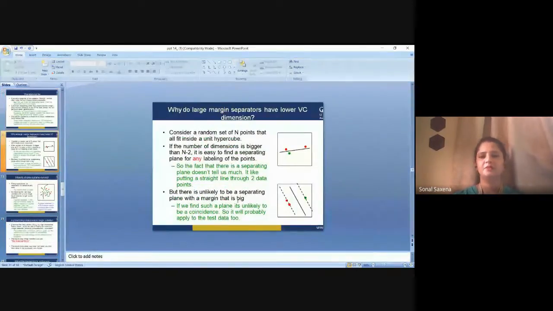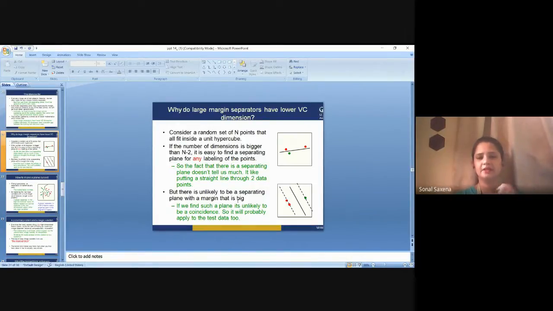So the question comes: why do large margin separators have lower VC dimension? Consider a random set of n points that all fit inside a unit hypercube. If the number of dimensions is bigger than n minus 2, it is easy to find a separating plane for any labeling of the points. So the fact that there is a separating plane doesn't tell us much.